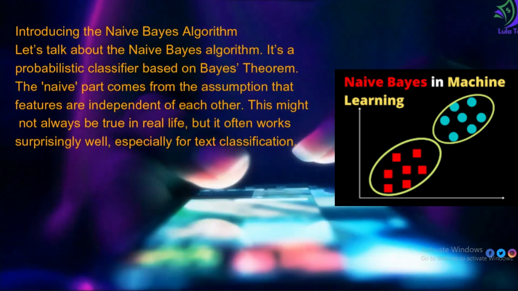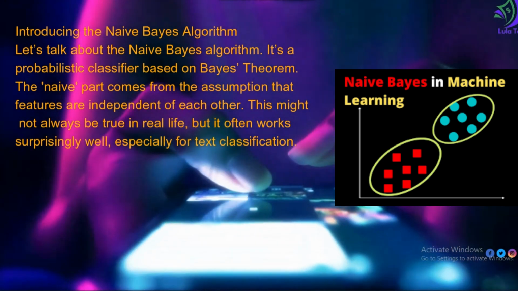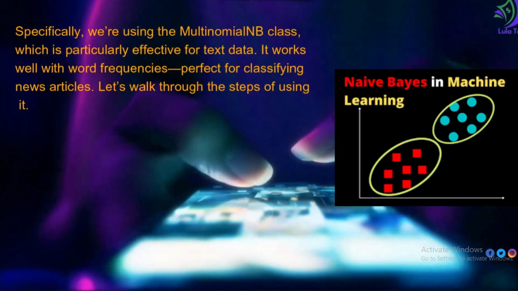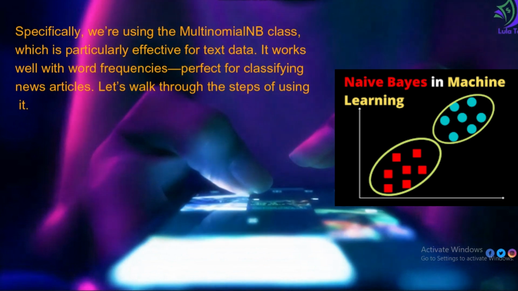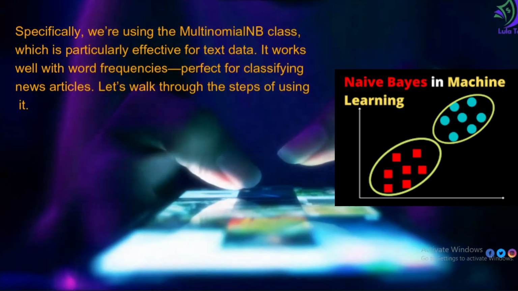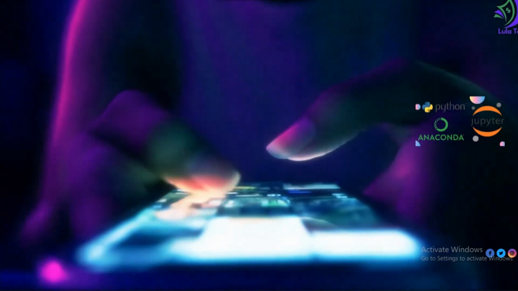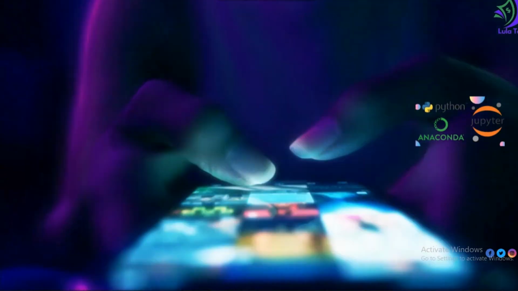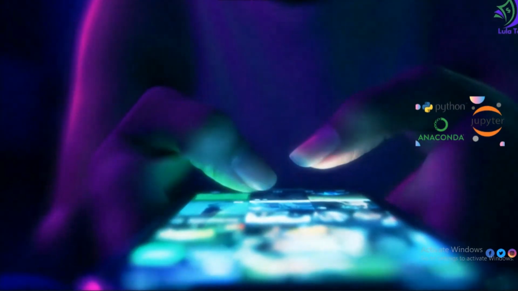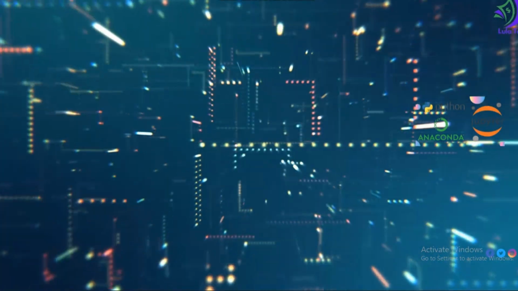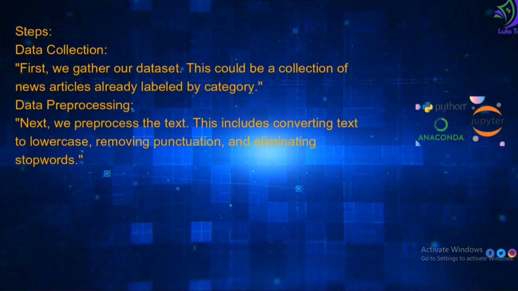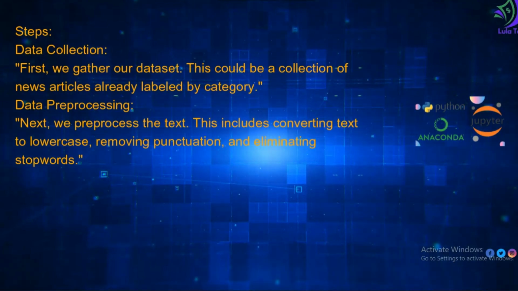Multinomial NB in action. Specifically, we're using the multinomial NB class, which is particularly effective for text data. It works well with word frequencies, perfect for classifying news articles. Let's walk through the steps of using it. Steps. 1. Data collection.